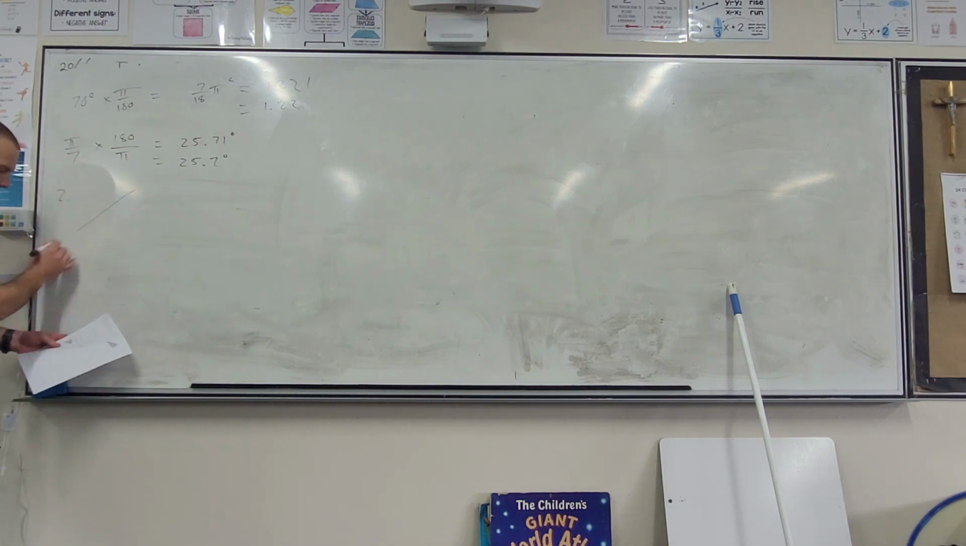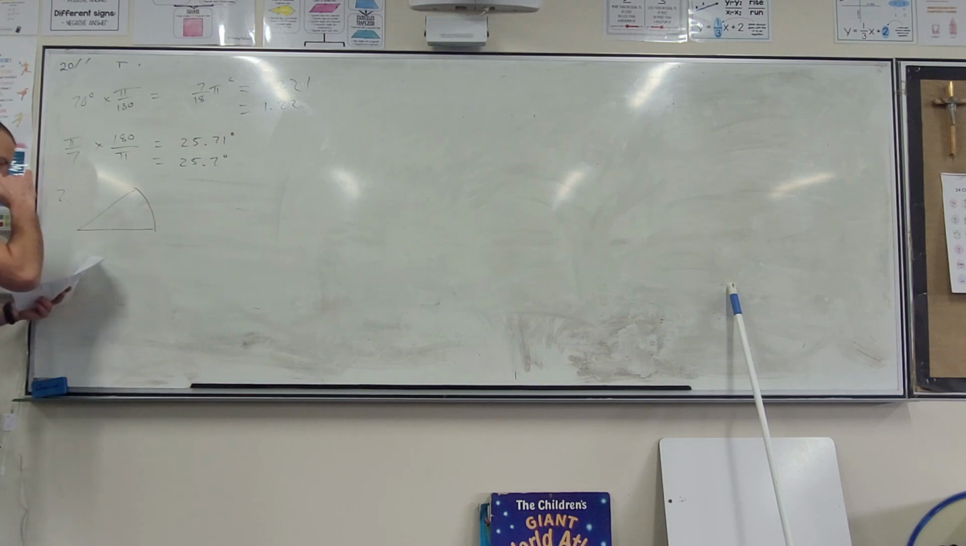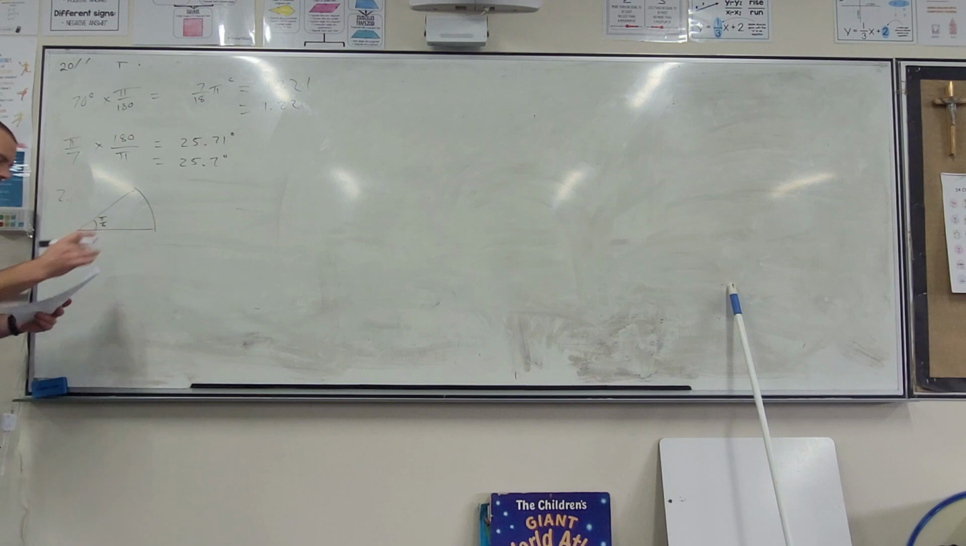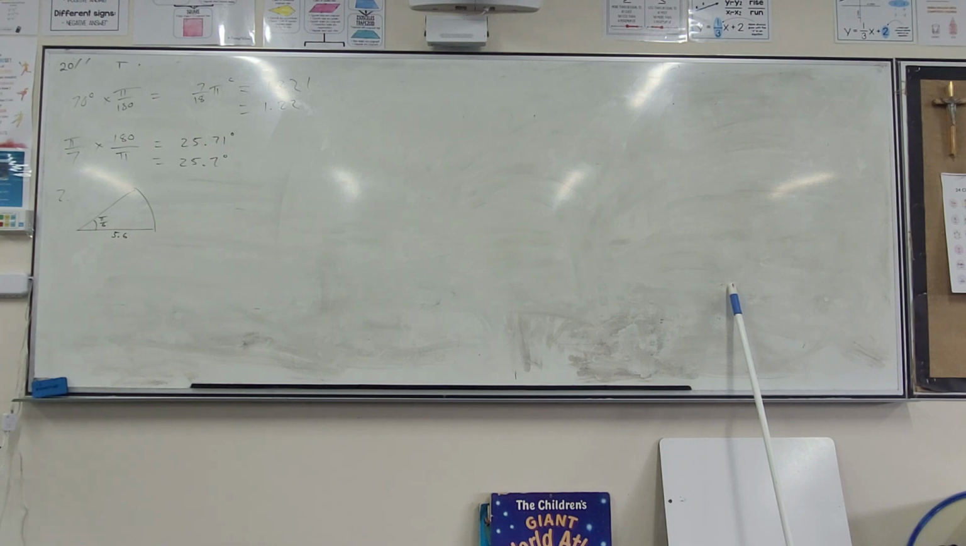Find the arc length and sector area of this sector. So a sector means it's a portion of the circle, right? It's a portion of a circle, and we're given the angle in radians. When we look at our sheet here, we've got arc length, and we've got a formula for theta in radians, and one for theta in degrees.